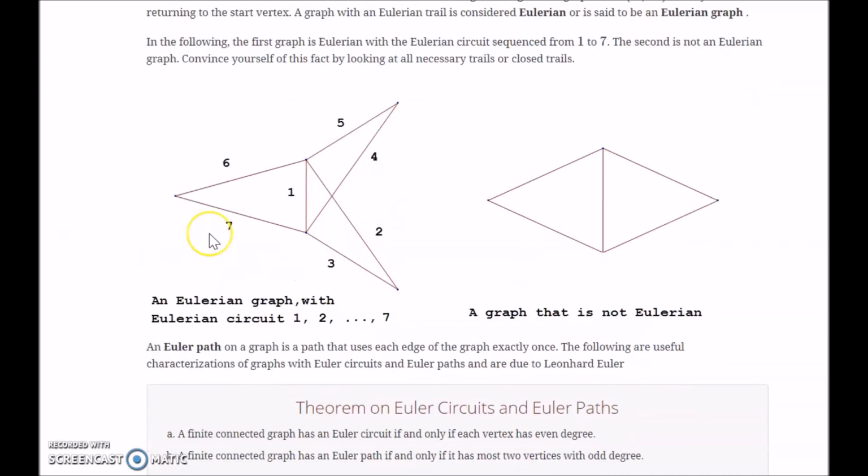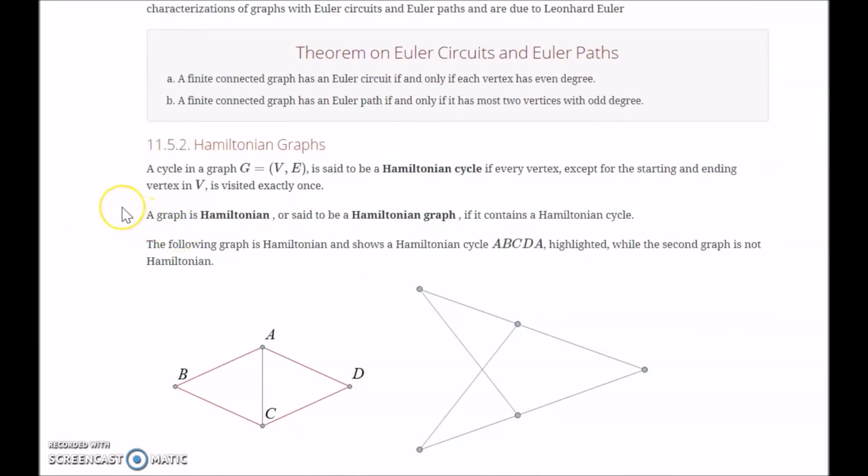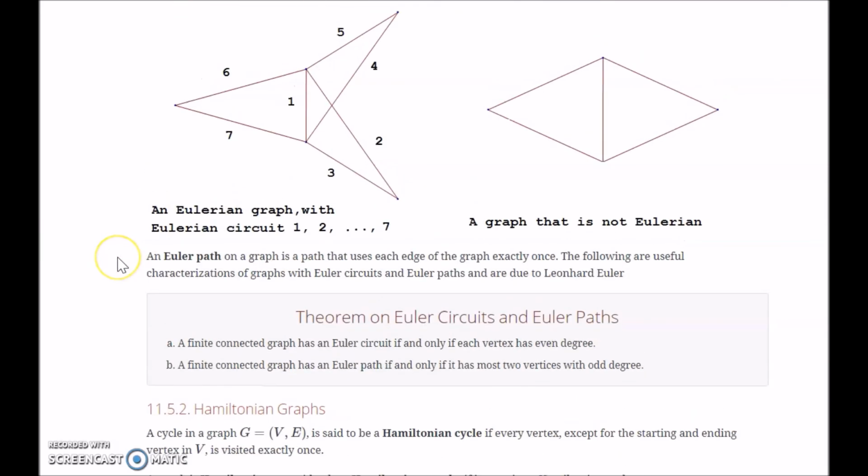Now, like I said, we do have a nice theorem that gives us necessary and sufficient conditions. So on the homework or on the test, if you're asked to explain why there is or is not an Eulerian circuit, well, you can cite these two theorems. A finite connected graph has an Eulerian circuit if and only if each vertex has an even degree. And a finite connected graph has an Eulerian path if and only if it has at most two vertices with an odd degree. So you can use that theorem whenever you're trying to decide whether or not graphs have Eulerian circuits or Eulerian paths.